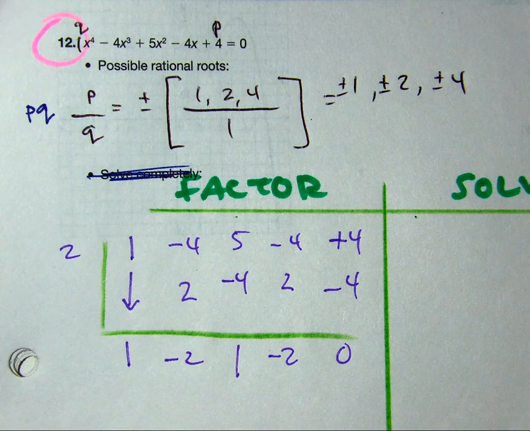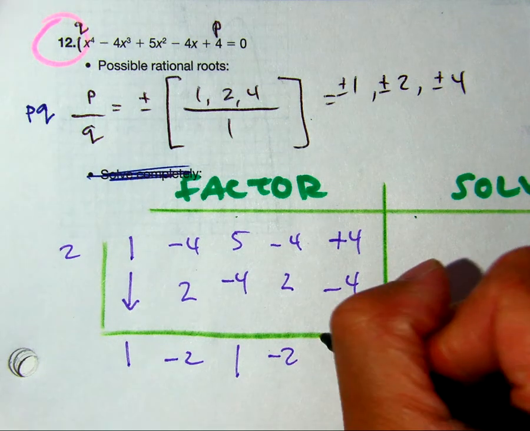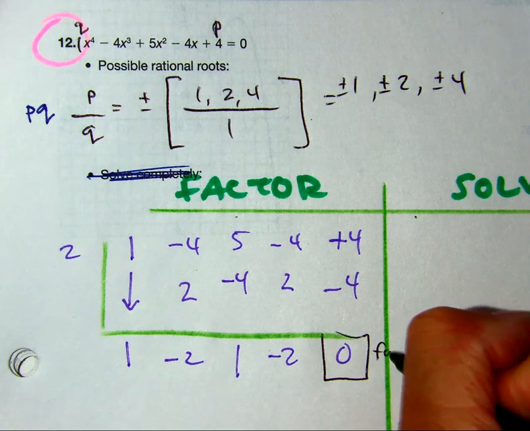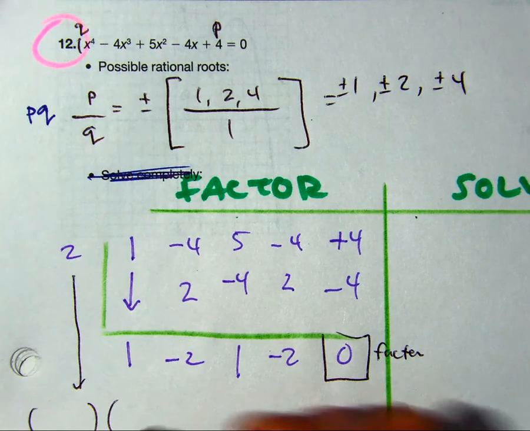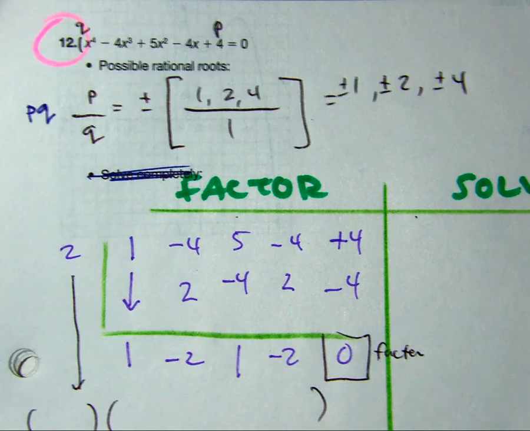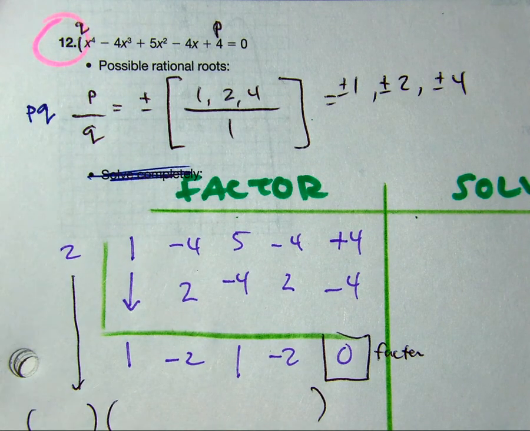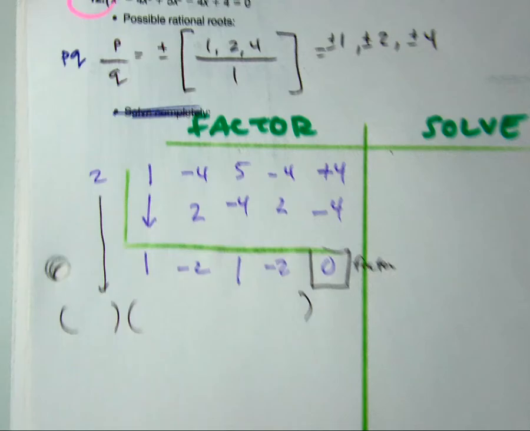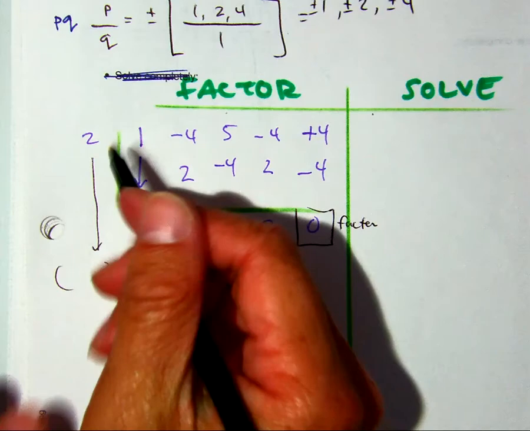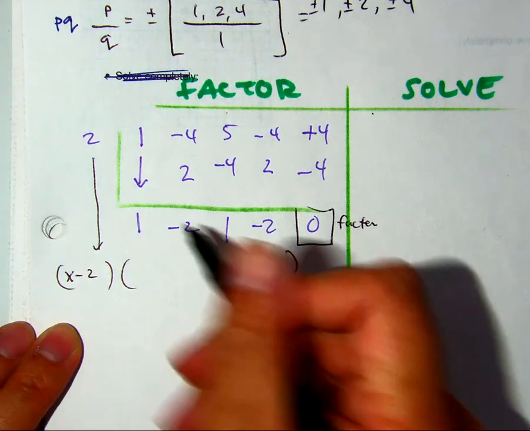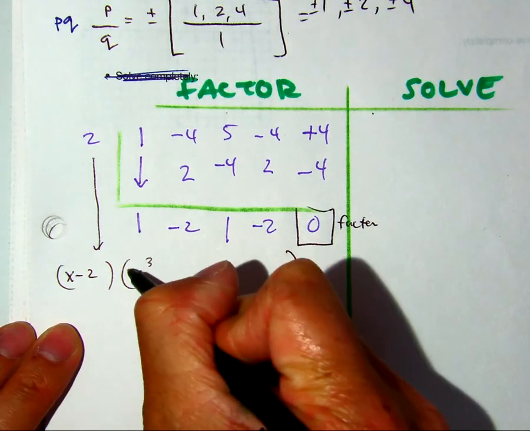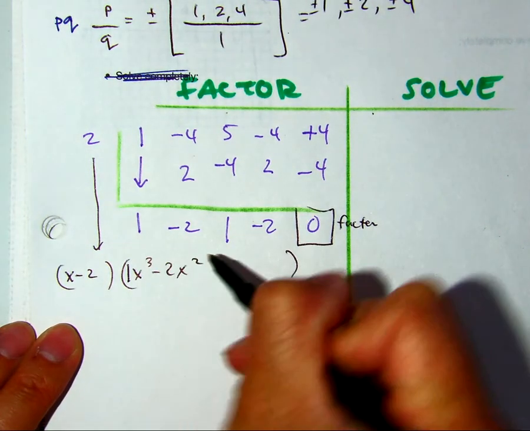Alright, so what does that tell us, Rafi? It's a factor, right? That basically means we can fill out these parentheses. Thank you, Rafi. Leslie, help us fill out these parentheses here. X minus 2. Good. 1x cubed minus 2x squared plus 1x minus 2.